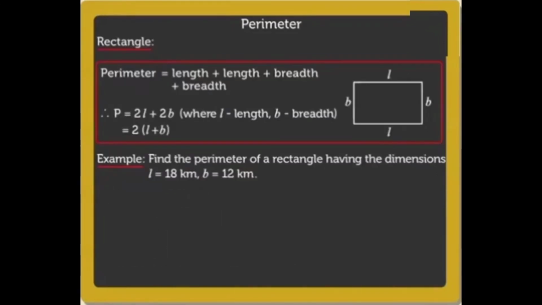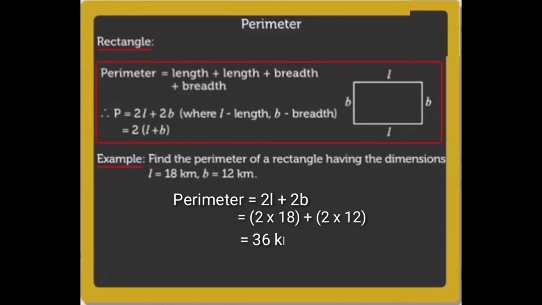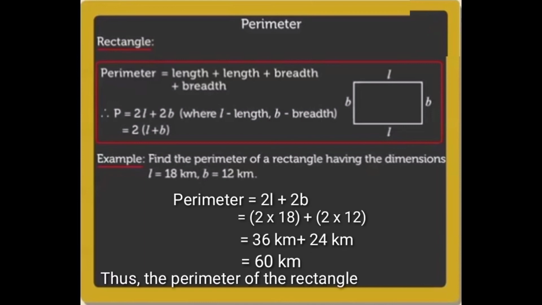Or, using the formula, perimeter of a rectangle is equal to 2L plus 2B, which is equal to 2 into 18 plus 2 into 12, which is equal to 36 plus 24, which is equal to 60 km. Thus, the perimeter of the rectangle is equal to 60 km.